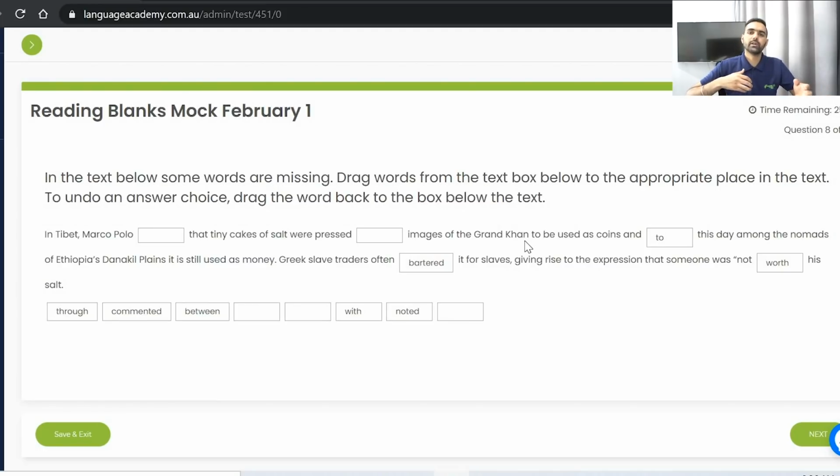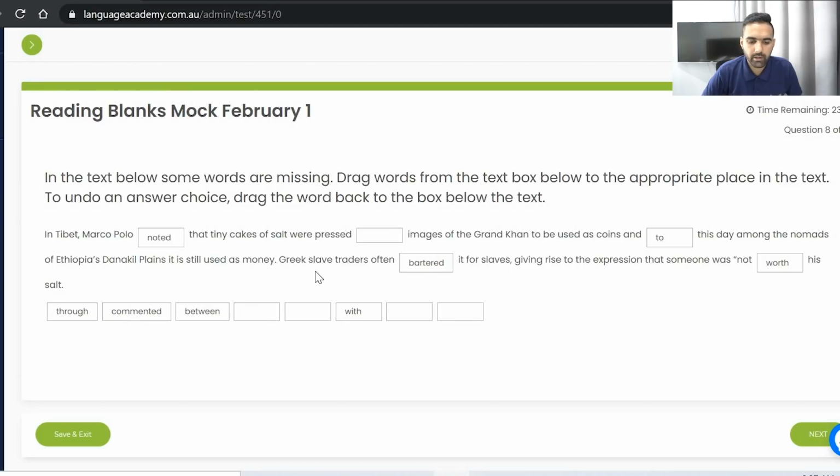Why I won't choose commented? Because commented is always used to signify a statement or a verbal conversation where the other person responds as well. So I'll go with noted. Why? Because we need to have a past participle over here, and we only have two words which are in the past form. Alright, we are only left with number 2 over here. Let's read the first sentence again. In Tibet, Marco Polo noted that tiny cakes of salt were pressed dash images of the Grand Khan to be used as coin.